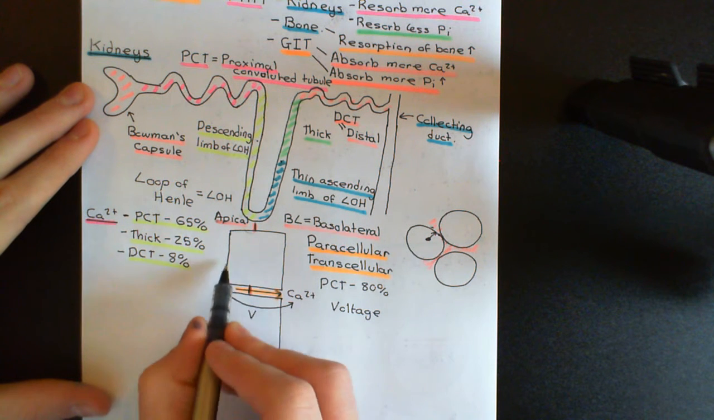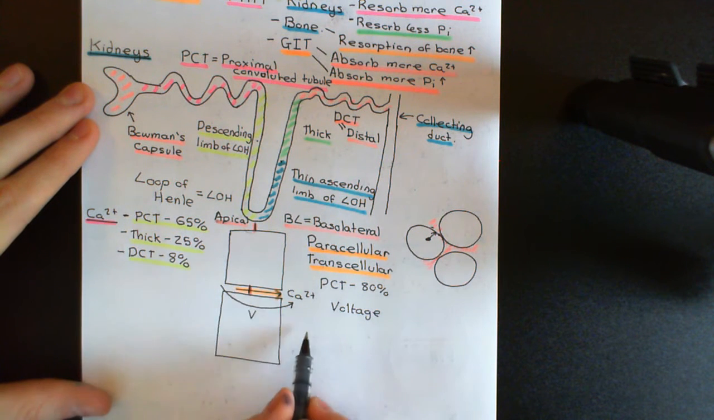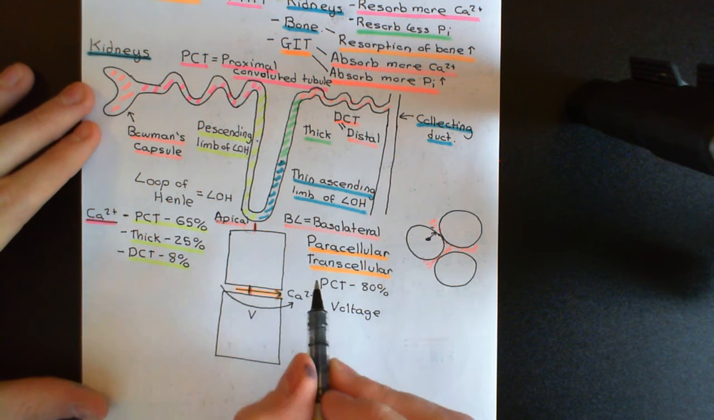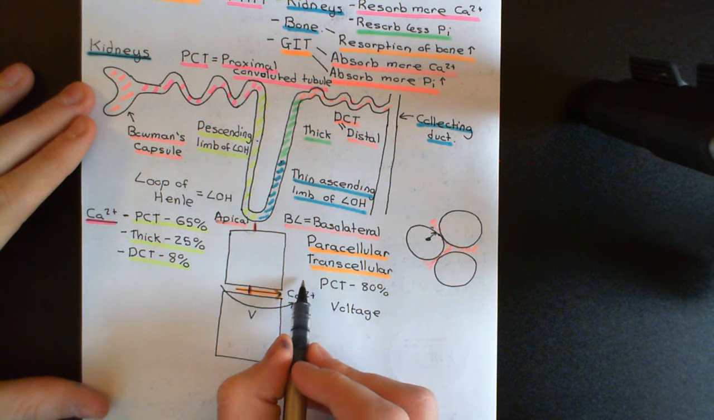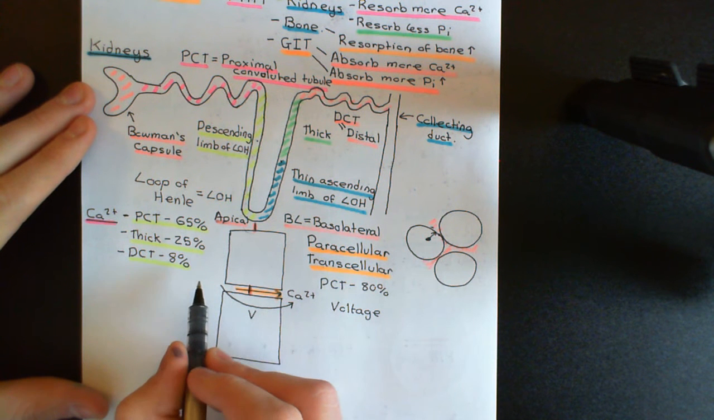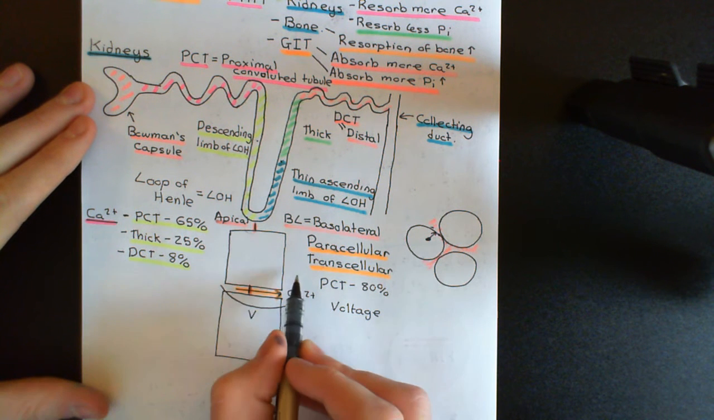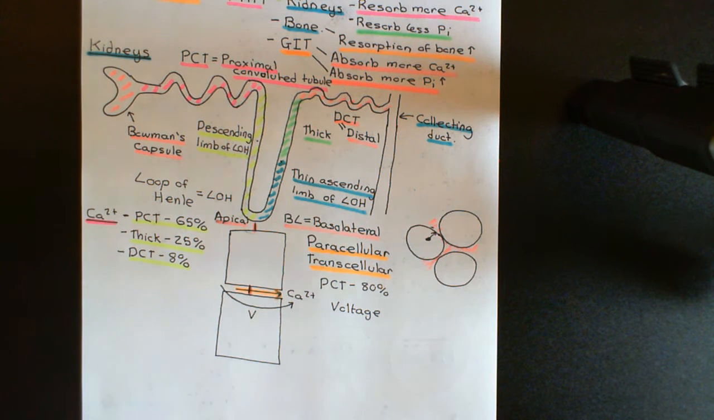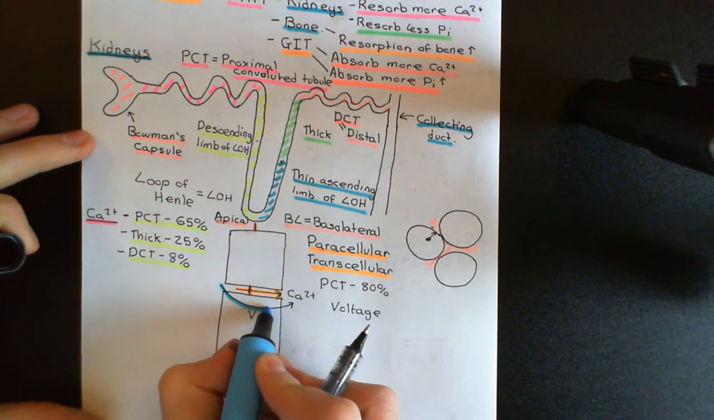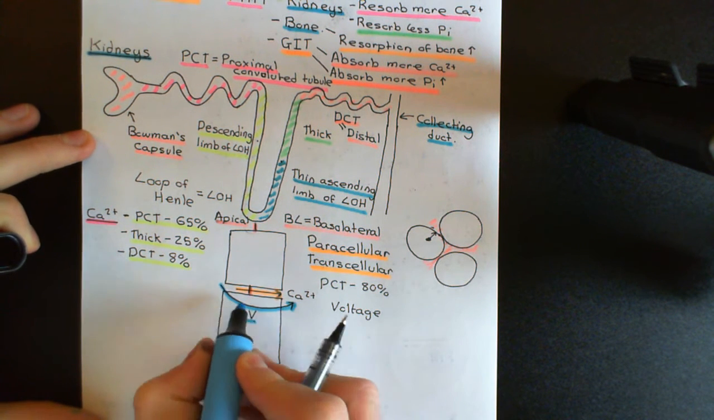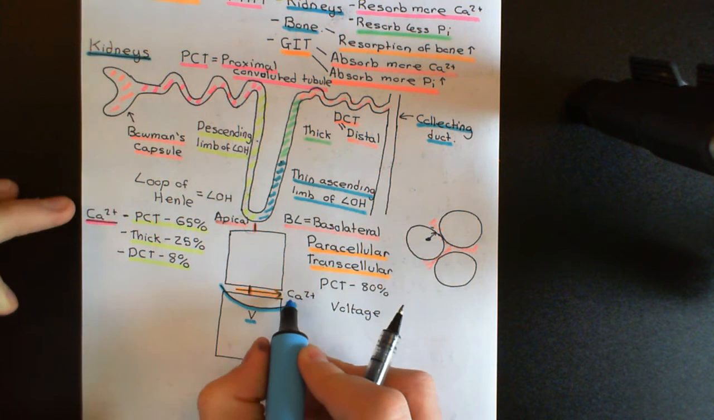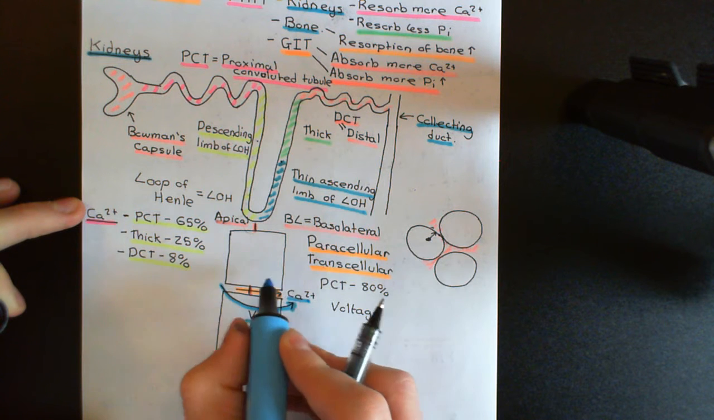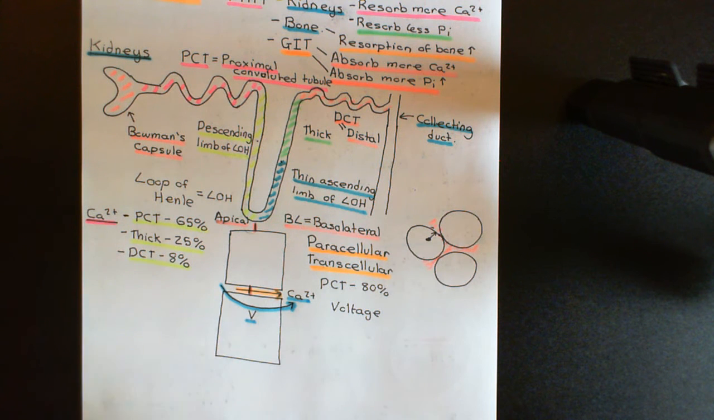So the electrical potential in the lumen isn't going to be the same as the electrical potential in the basolateral fluid here. Okay, and in fact the electrical potential is going to be lower in the basolateral fluid than it is in the luminal fluid. So the electrical potential in the luminal fluid is higher than in the basolateral fluid. This will produce a drive for calcium ions to move from the lumen to the basolateral fluid, and this is what's actually going to cause the calcium ions to move from the luminal fluid into the basolateral fluid across the tight junctions in this way.